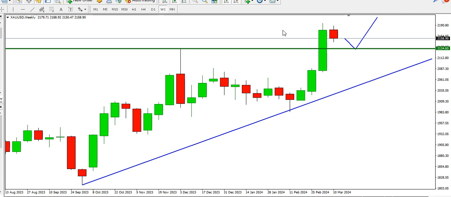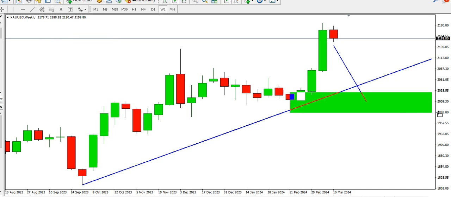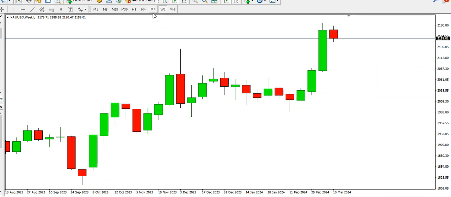If price is going to drop anytime soon, the buyers are waiting on the weekly time frame at this particular order block. On the weekly time frame, buyers will be waiting around the 2010 area to pick price and push it further up. That's the closest order block. That's that for the weekly time frame.